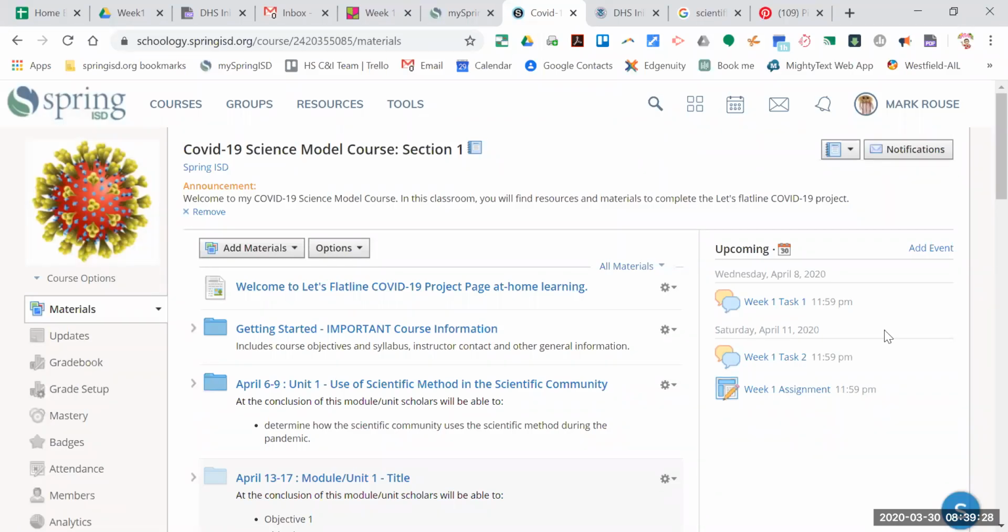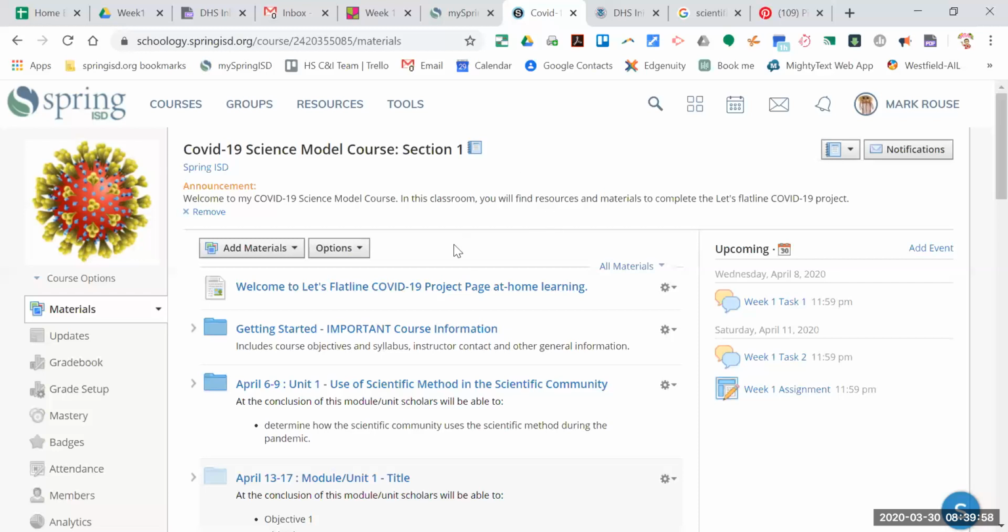So we're about to embark on a new adventure. And my name is Mark Rouse. I'm the district high school science specialist, and I've been teaching high school for about 13 years. And hello, my name is David Maps. I am one of the special education coordinators, and we are ready to show you how we're going to work through this science thing.